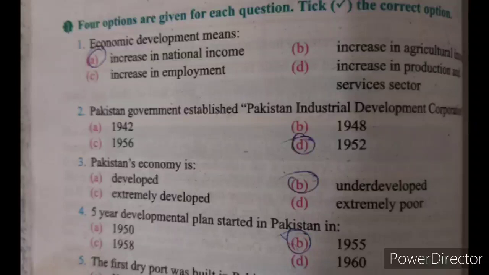Next, number 2: Pakistan government established Pakistan Industrial Development Corporation in 1952. Pakistan Industrial Development Corporation set up industries in such fields where large capital was required and was difficult for the private sector, and set up industries in backward areas to create employment opportunities.